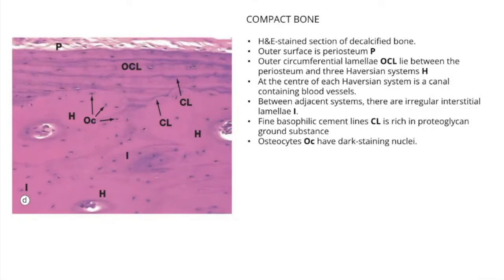And also the compact bone. So this is a micrograph of H&E stain section of the calcified bone, the smooth bone. Okay, so the outer surface is periosteum, and the OCL is actually the outer circumferential lamellae, which lie between the periosteum and the Haversian canal.